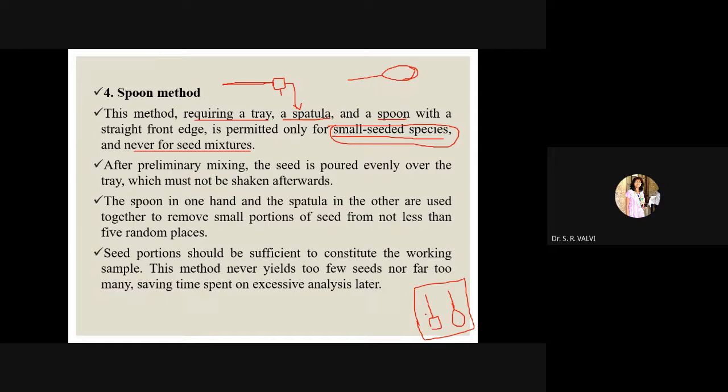And then you have to pour the seeds on this tray. And what care do you have to take? You must not shake this tray while or after pouring the seeds, right? The spoon in one hand and the spatula in the other hand are used together to remove small portions of the seed from not less than five random places. With the help of the straight front edge of this spoon and spatula, you remove the seeds from five random places, and those seeds should be considered as working samples.